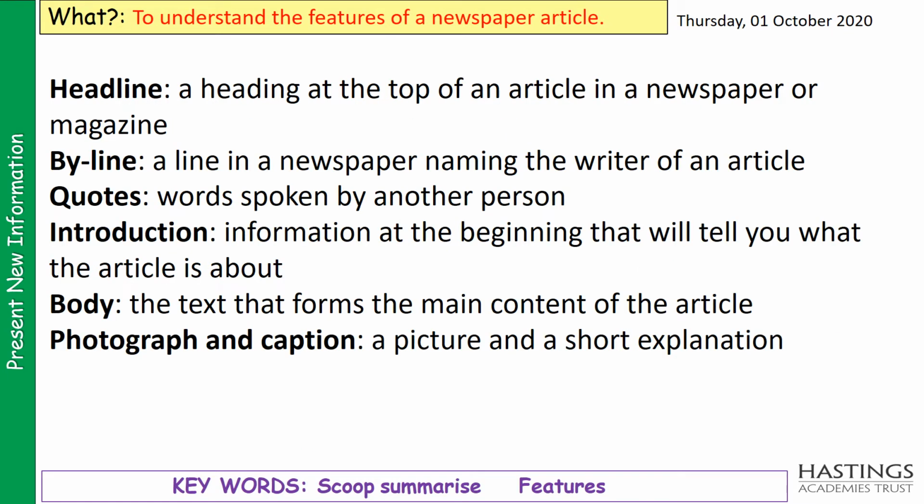Okay, so I've got the meanings of each one here, so you can fill in any gaps that you might have. So a headline is a heading at the top of an article in a newspaper or magazine. So it's usually quite big and bold, the first thing that you see. And then you have a byline, which is a line in a newspaper naming the writer of an article. You have quotes, which is words spoken by another person.